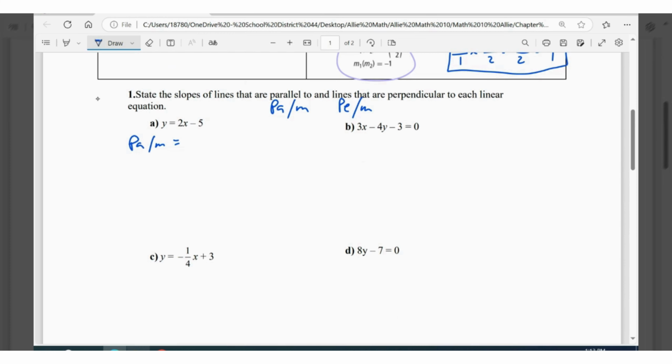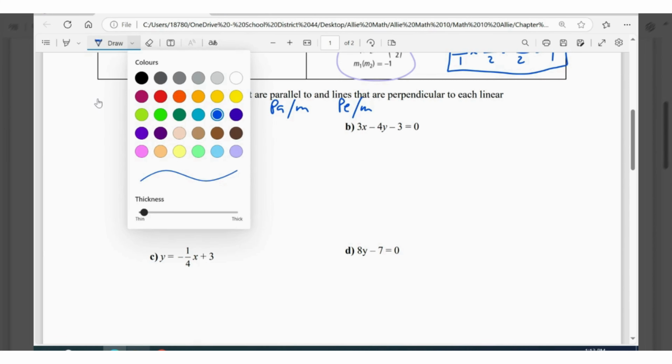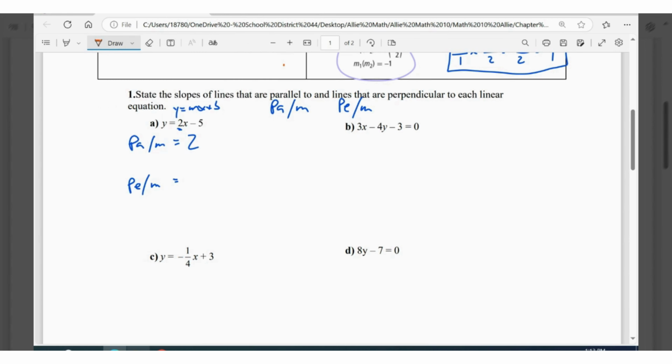So our parallel slope, we need the same slope. Remember our m right here, y equals mx plus b. 2 is our slope, and so parallel to that is just 2. And perpendicular to that, we need the opposite, so it needs to be a negative. So if you imagine a little 2/1, we need to flip this, so it needs to be 1/2. That's a reciprocal, and it needs to be negative, so -1/2.